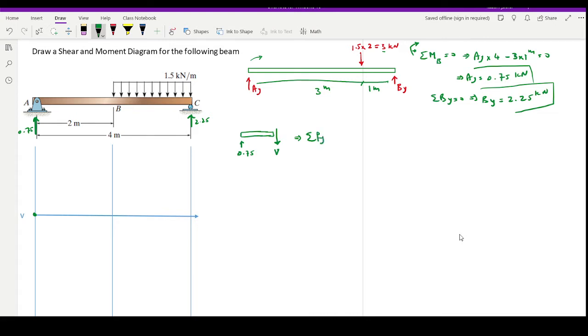So sigma Fy is 0. Therefore, 0.75 minus V is 0. From here, I can tell that V is equal to 0.75 kilonewton. So it doesn't matter if I'm slightly after A or if I'm 2 meters far from A. This is the free body diagram and nothing is changing. So I have 0.75 and it's going to be flat. Nothing is changing all the way to this point.